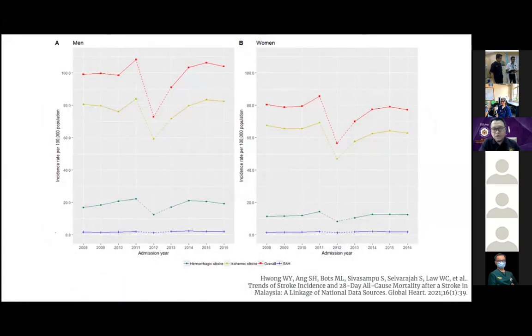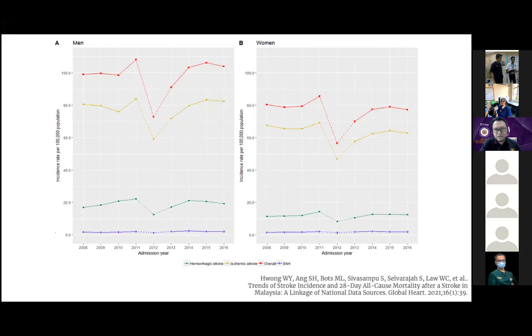So as we all know about the incidence per 100,000, if we can see here the data from, I guess our group here knows about this data, published last year in 2021, covering 2008 to 2016, the admission year, and we see the incidence rate per 100,000 population. The left side is the main figure, and you can see the women on the right side.